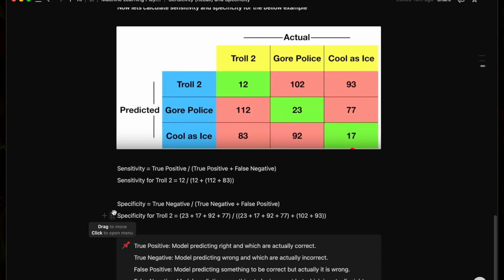Next is specificity. Specificity is true negative divided by true negative plus false positive. True negative is 2317, which our model correctly predicted as belonging to something else, not Troll 2. And 92 and 77, because we predicted they don't belong to Troll 2, also come under true negative. Once we add all these four values, we get the true negative. Next is false positive. False positive is the model predicting something to be correct, but actually it is wrong. Our model is predicting 102 and 93 belong to Troll 2, but that is not the case. They belong to Gore Police and Cool as Ice.